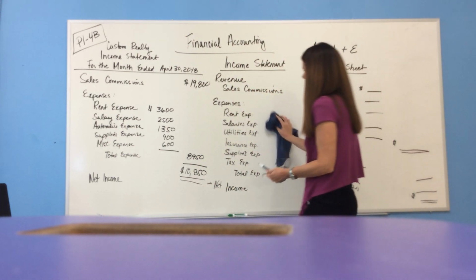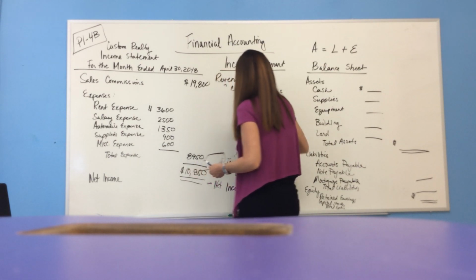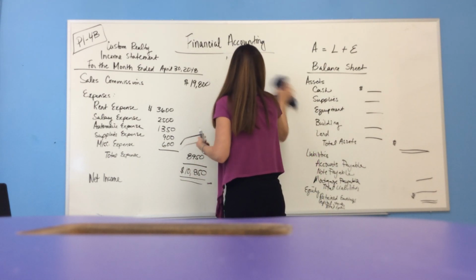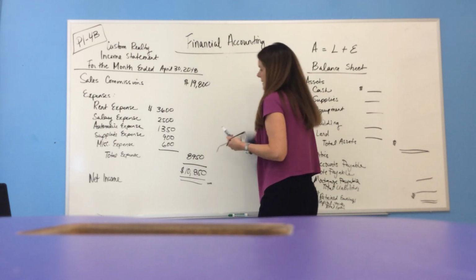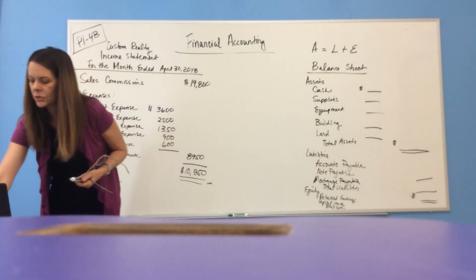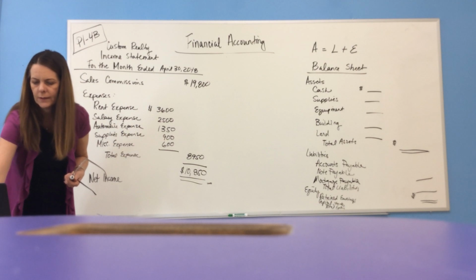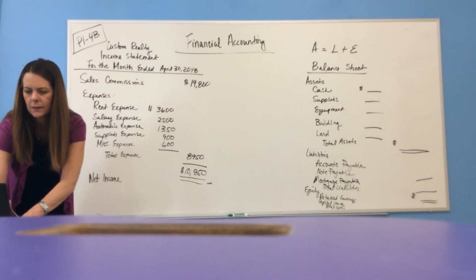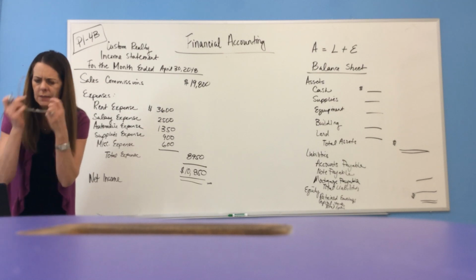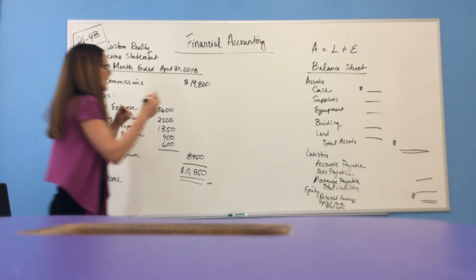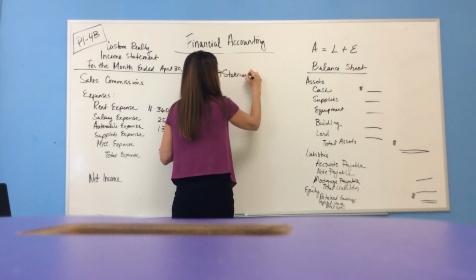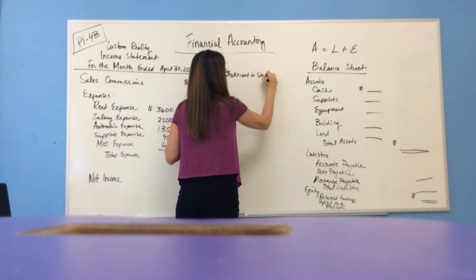So now I'm going to move into the next statement. I think it might be the statement of stockholders' equity. So we'll do that first before we get to the balance sheet. So let me just double check. Yeah, so the next statement is going to be the statement of stockholders' equity. So let's do that. I didn't give you any notes, but we'll do some notes right now.